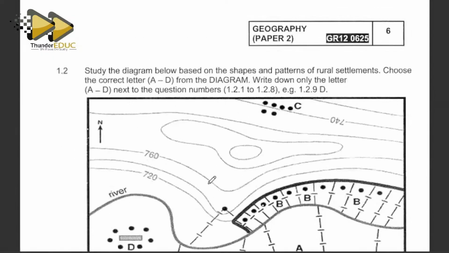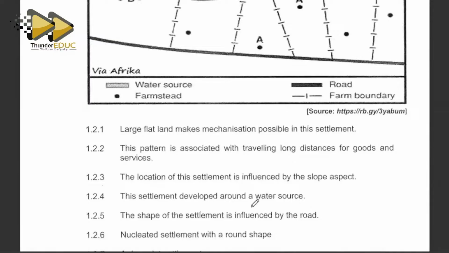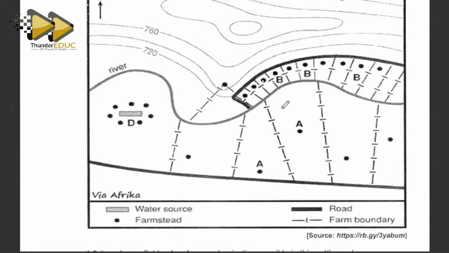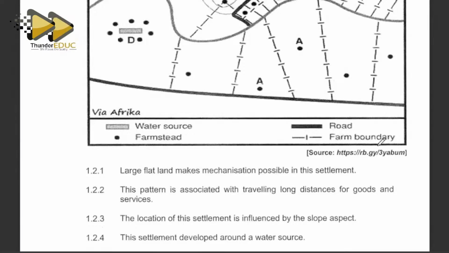And moving on to number 1.2, study the diagram below based on the shapes and patterns of rural settlements. Choose the correct letter A to D. From the diagram, write down only the letter A to D next to the question. Right, so number 1.2.1, large flatlands make mechanization possible in this settlement. We want to identify a settlement with large flatland where we can use machinery. If you check on A here, they have large pieces of land and the land is flat. So it's A.